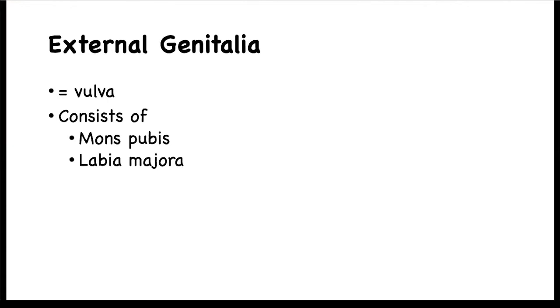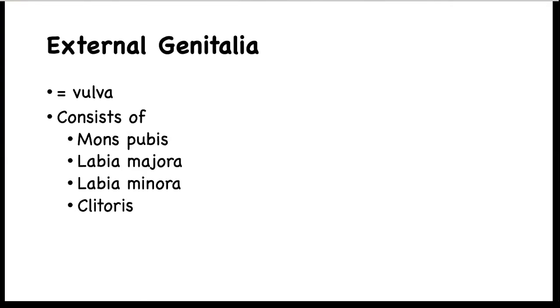Medial to the labia majora are two smaller folds called the labia minora. They remain hairless. Clitoris is erectile tissue and homologous to the penis in the male. An area called the vestibule will have several orifices. We'll look at those in just a minute.